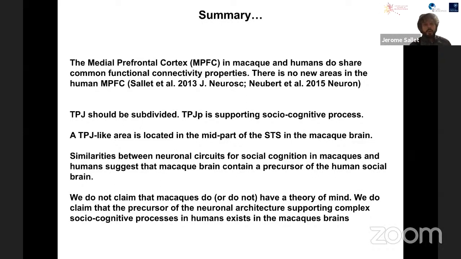But based on this neuroanatomical work, we can simply say that there are similarities between circuits supporting social cognition in macaques and humans, suggesting that the macaque brain contains a precursor of the human social brain. But we cannot claim that a macaque does or does not have theory of mind, because we didn't investigate the function. And that's what we aim to do in the next set of studies.